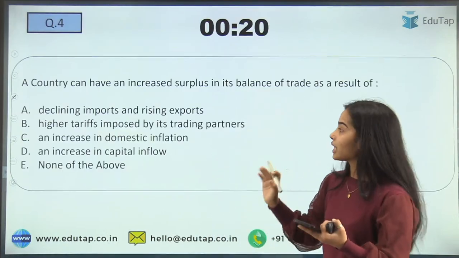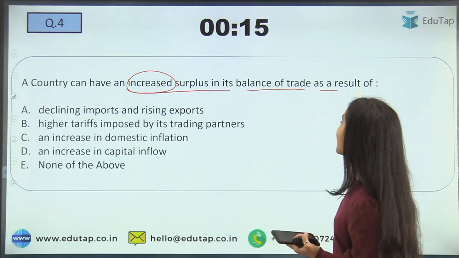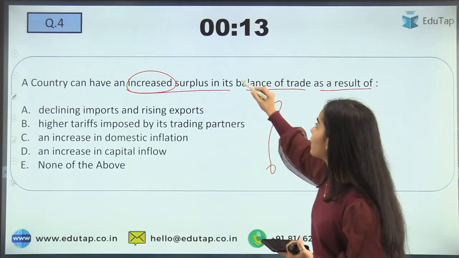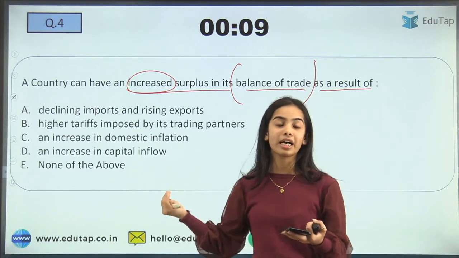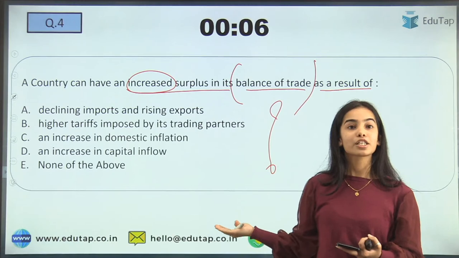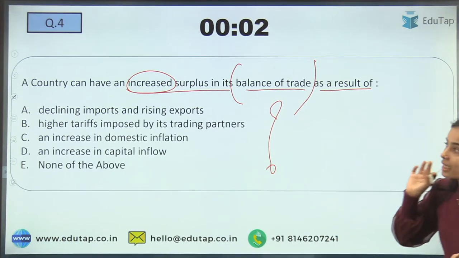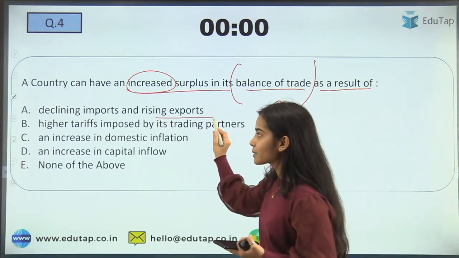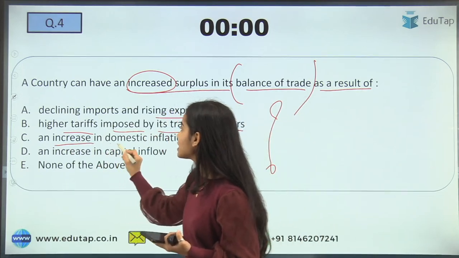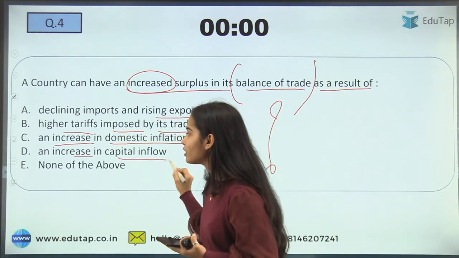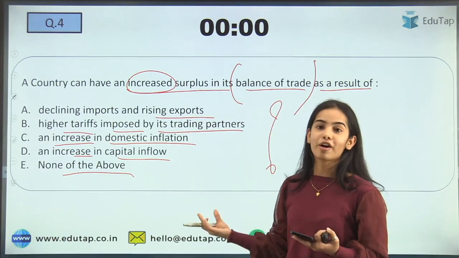Okay. Next question is, a country can have an increased surplus in its balance of trade as a result of which of these? Okay, balance of trade. Let me tell you, very easy question. This is the easiest one until now, I can say. So try to give the right answer of this one. Declining imports and rising exports, higher tariffs imposed by its trading partners, an increase in domestic inflation, an increase in capital inflow, none of the above. Which should be the right answer of this question that you have to tell?